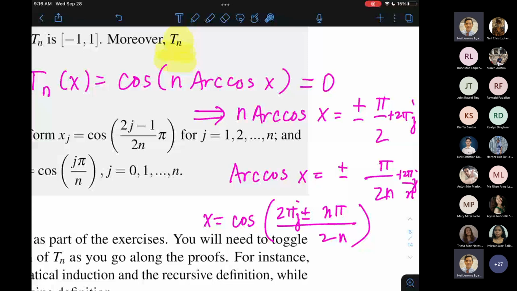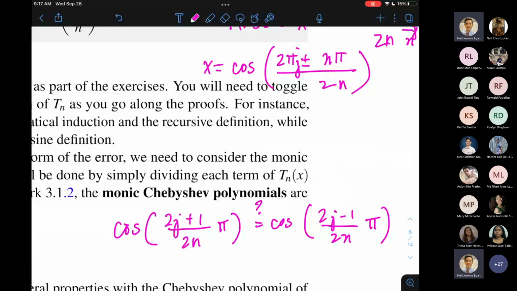Ang gusto ko na lang, Ned, ay masabi kung bakit hindi kinonsider yung plus. Kasi sabi dun sa theorem, ang xj ay equal sa cosine ng 2j minus 1 over 2n times pi. Dun sa derivation ko, nakuha kong roots ay cosine ng 2j plus or minus 1 over 2n times pi. So ito yung tanong ko ngayon. Bakit? Equal pa itong dalawa? Parang hindi siya laging equal, no? Kasi hindi lang sila negative of each other.